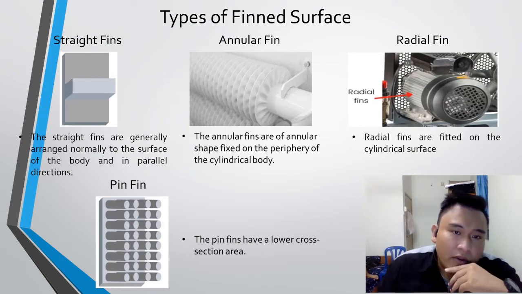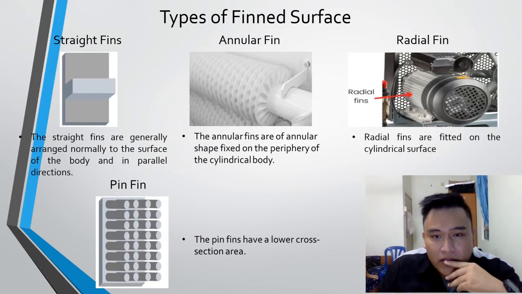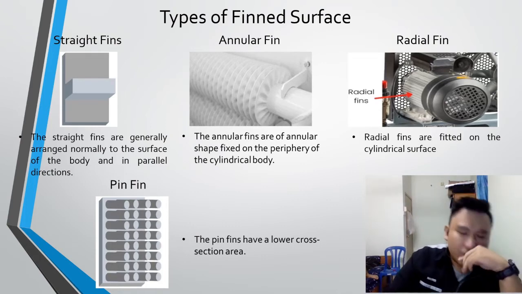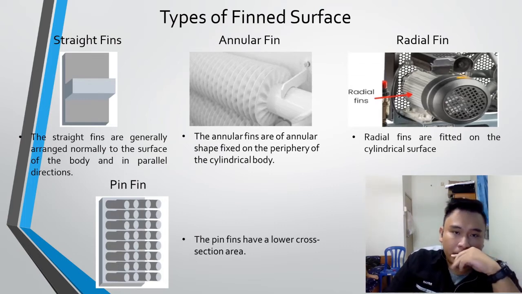The second is annular pins. The annular pins are annular in shape, fixed on the periphery of the cylindrical body. The third is radial pins. Radial pins are fitted on the cylindrical surface. And the final type of pin is the pin fin. The pin fin has a lower cross-sectional area.